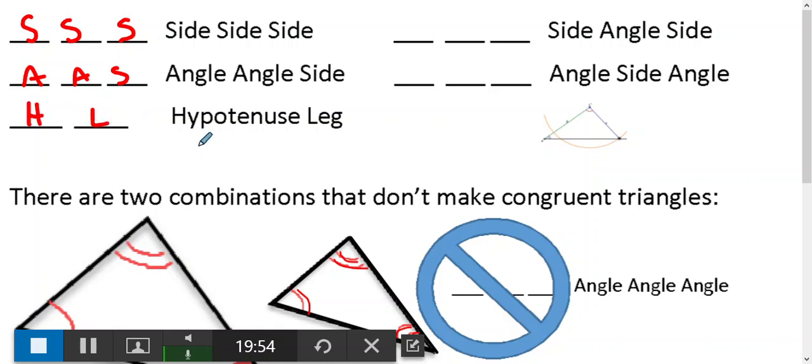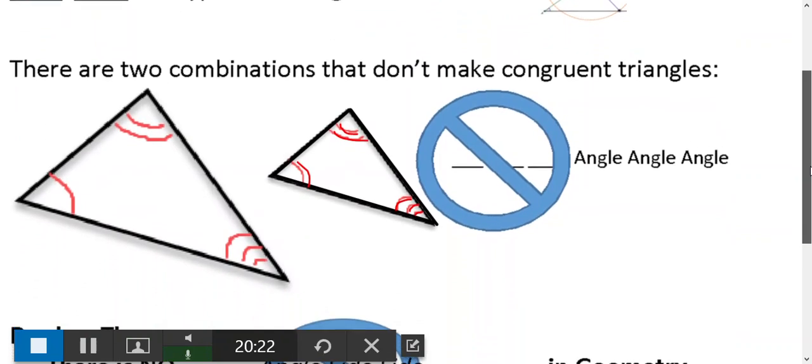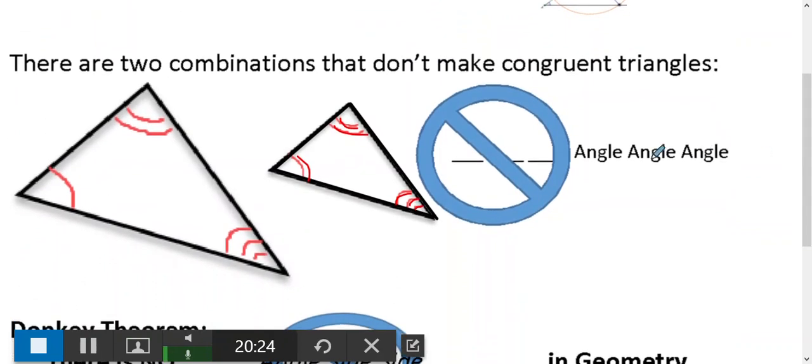Hypotenuse and leg are words relating back to right triangles. Hypotenuse is the diagonal or the longest side and the leg is one of the other sides. If we can prove both of those are congruent, then we have a congruent triangle. We have side, angle, side, an included angle between two sides, and we have angle, side, angle. Sort of an easier way to keep track of this is that there's two combinations that will not work.